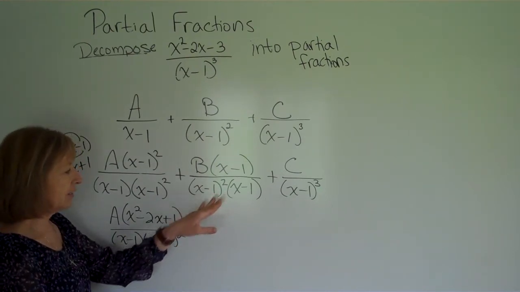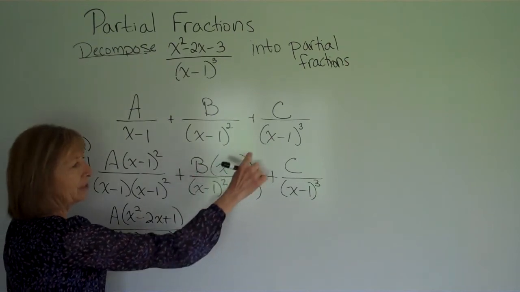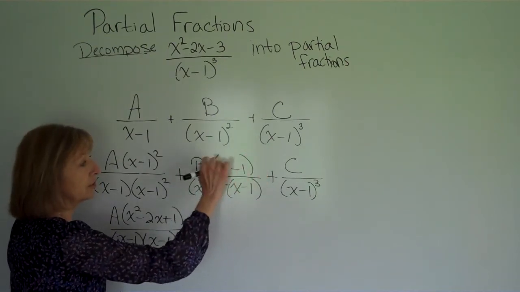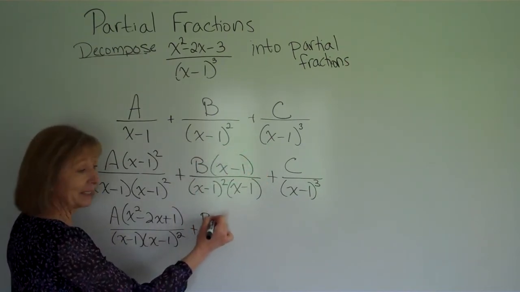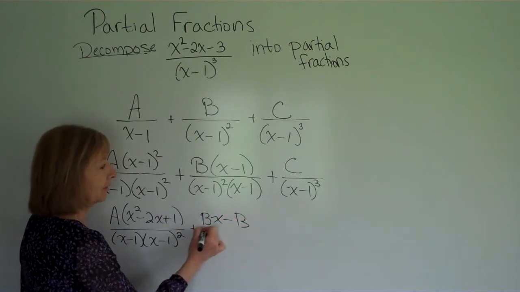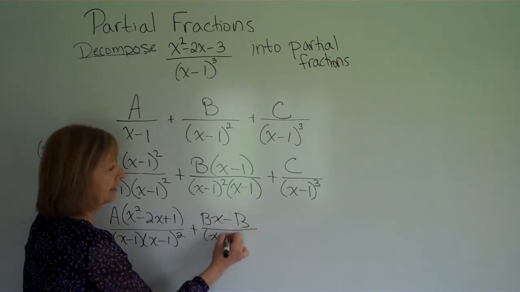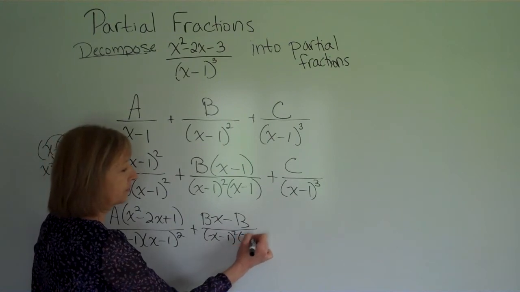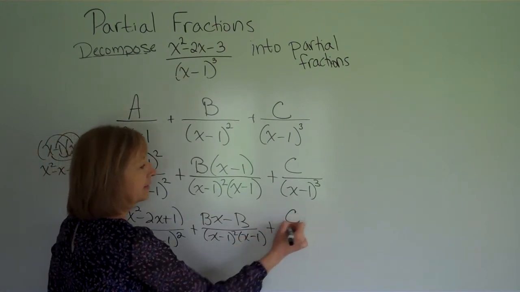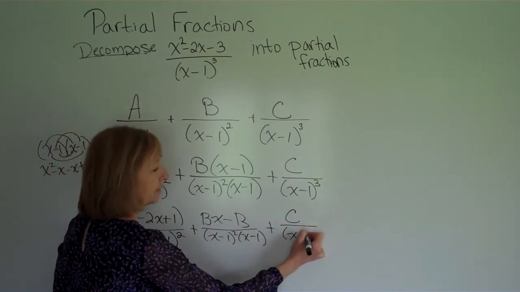Okay, and then in the next numerator, I don't have a power on the x minus 1, so I'll just distribute the B. So that's Bx minus B all over x minus 1 squared times x minus 1, plus C over x minus 1 cubed.